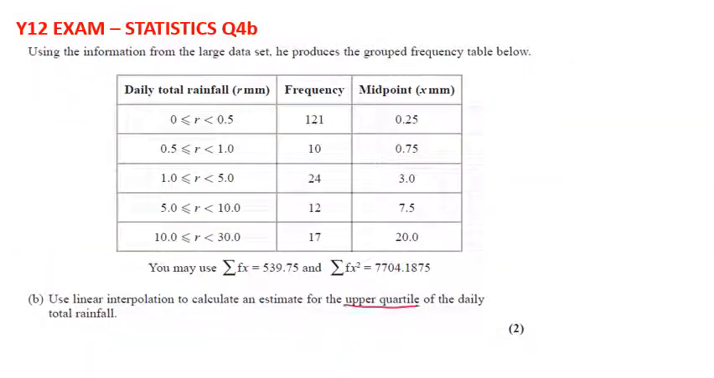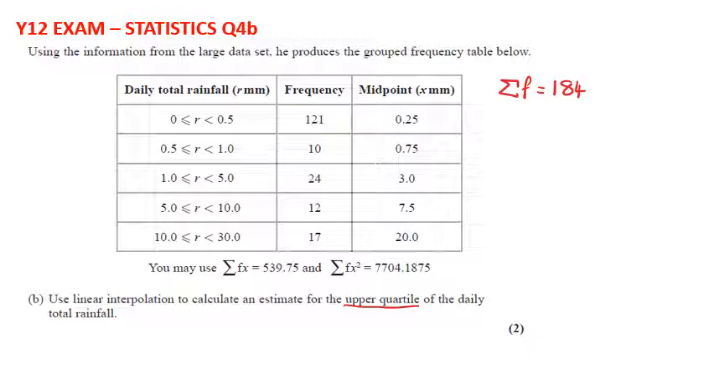In part B, we are asked to estimate the upper quartile of the daily total rainfall from this table. So if I want the upper quartile, first of all, I want to know how many there are altogether. Sigma F is 184. The upper quartile is going to be 3/4 of the way into that data.